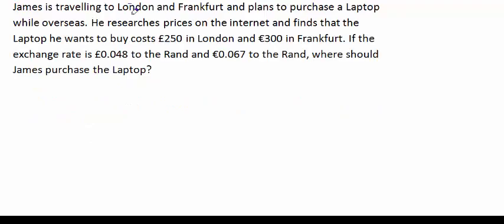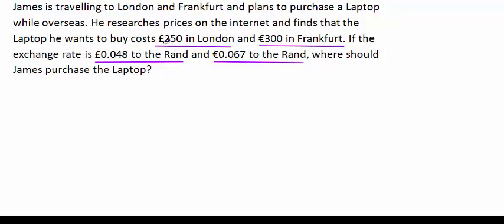James is traveling to London and Frankfurt and plans to purchase a laptop while overseas. He researches prices on the internet and finds that the laptop he wants to buy costs £250 in London and €300 in Frankfurt. If the exchange rate is 0.048 pounds to the rand and 0.067 euros to the rand, where should James purchase the laptop?